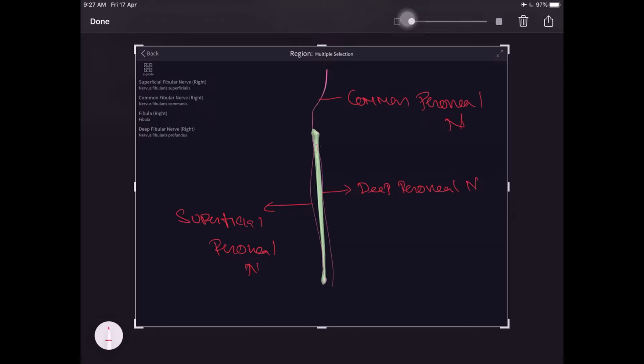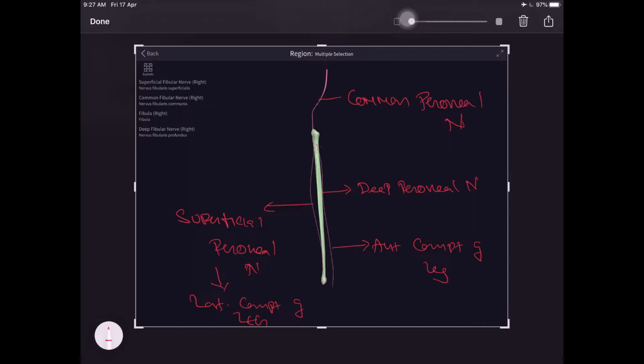The deep peroneal nerve will supply your anterior compartment of the leg, whereas the superficial peroneal nerve will supply the lateral compartment of the leg. This again will come later. So the more we know, the easier it will become later.